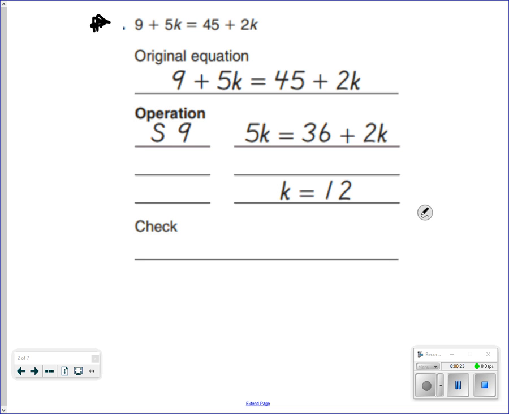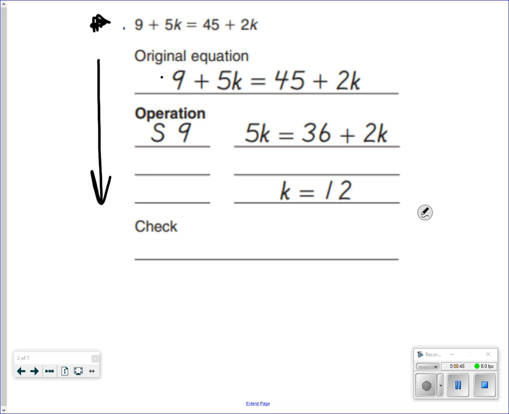Eventually, I'm going to be working with some operations going all the way down this system so I have k equaling 12 left over. So right away with 9 plus 5k equals 45 plus 2k, I want to try and get all the k's on one side and all of my numbers without algebra on the other side of the equal sign. So it's kind of like a pan balance problem.